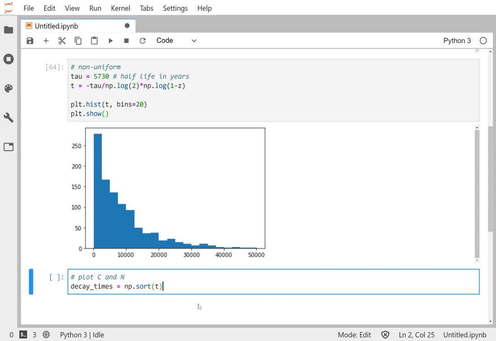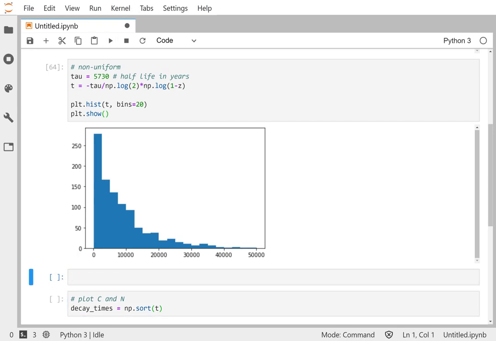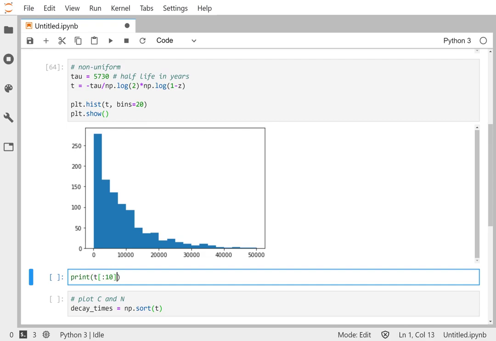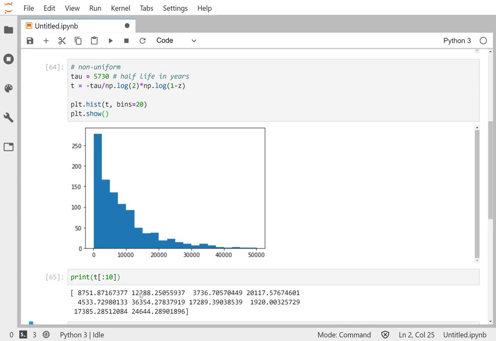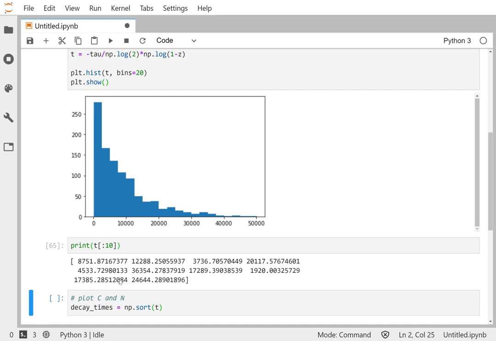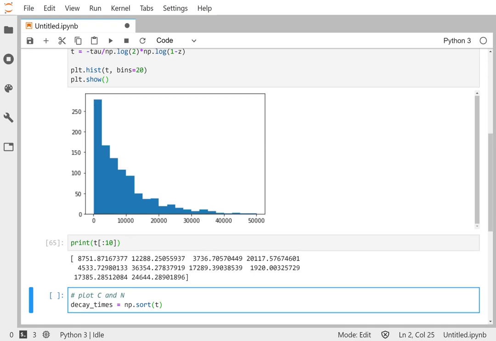The issue here is that t was not in any particular order. Just to reinforce that, we could print t, or let's just print the first 10 things in t. You can see that these numbers are not in any particular order. They're just by atom. So now the sorted version will be sorted from smaller to larger, listing when each one disappears. And we should have more small values in this array than large values. We know that because of the histogram.